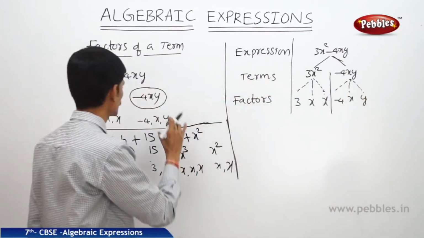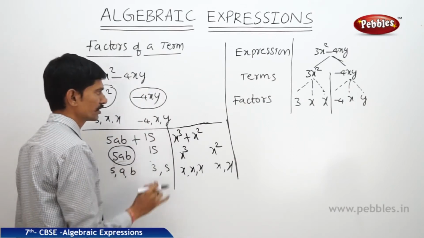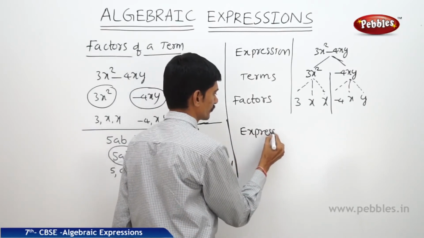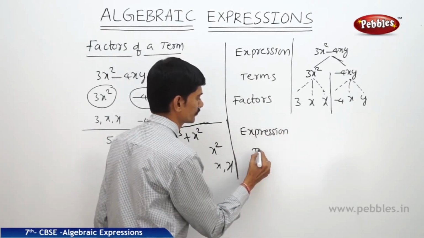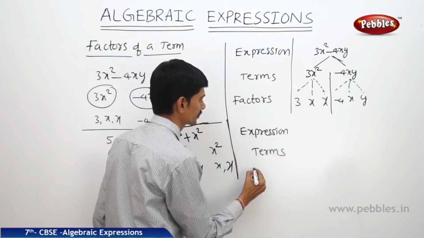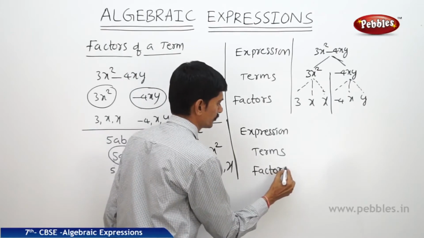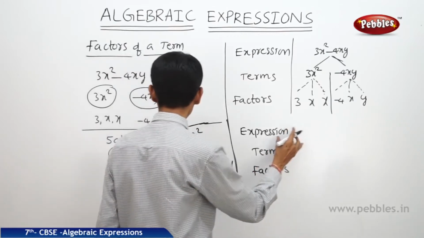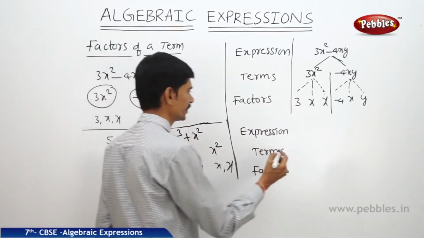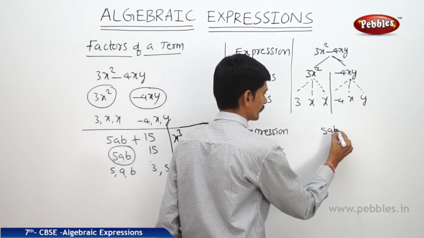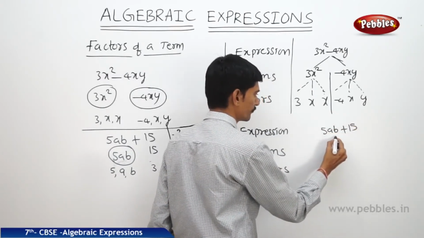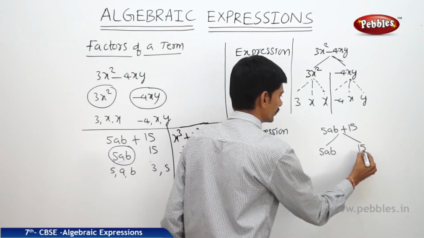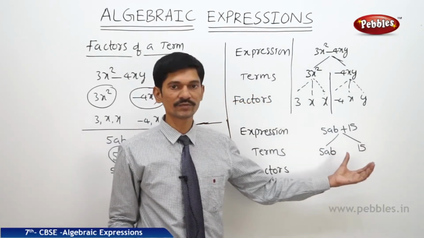Next, the second example, 5ab plus 15. So here also we write first the expression, then terms, and then factors. So if you show the second example by tree diagram, then first we will write the expression 5ab plus 15. So it consists of two terms, namely 5ab and 15. So the first term is 5ab and the second term is 15.